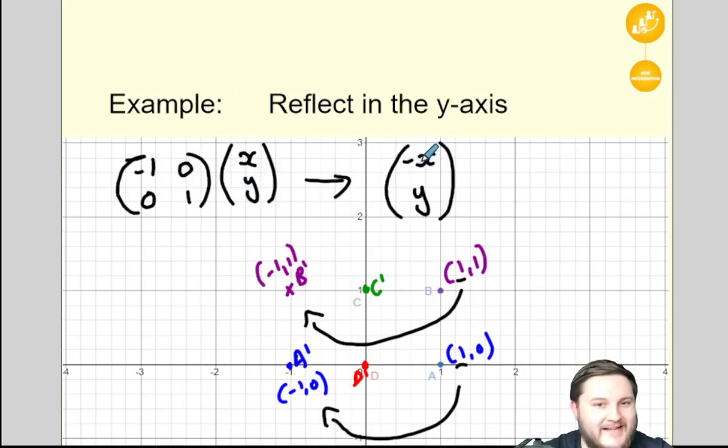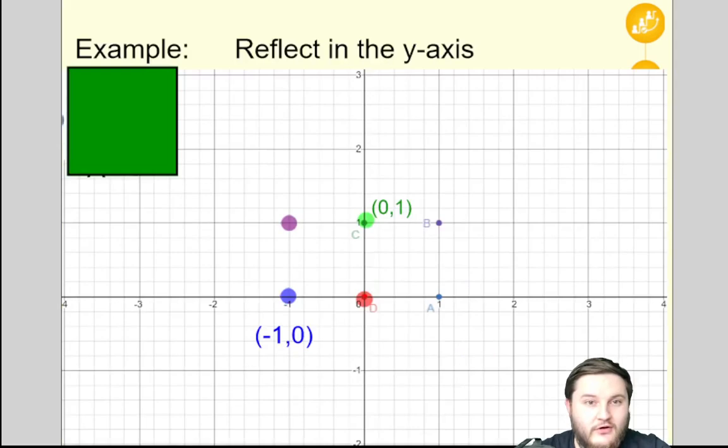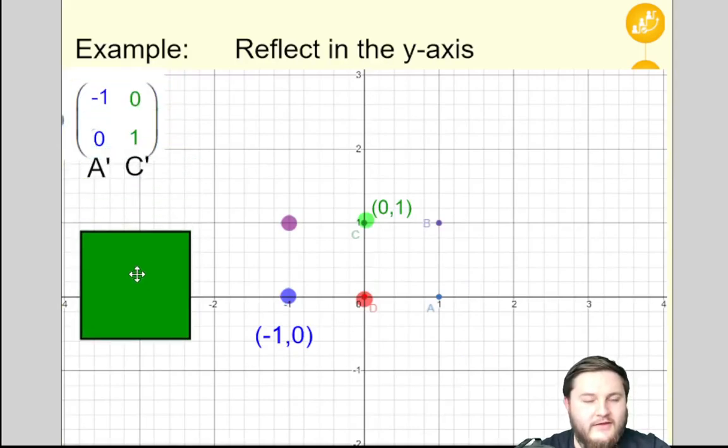So that's where you get this minus x from. So I've kind of done the unit square and then thought logically, working backwards, to work out what the matrix is. And if you have a look, that is the matrix for a reflection in the y-axis. It is minus 1, 0, 0, 1. That is a reflection in the y-axis.